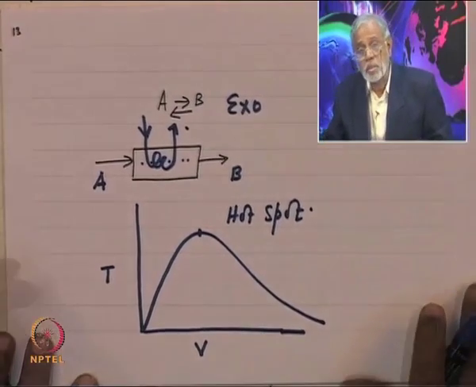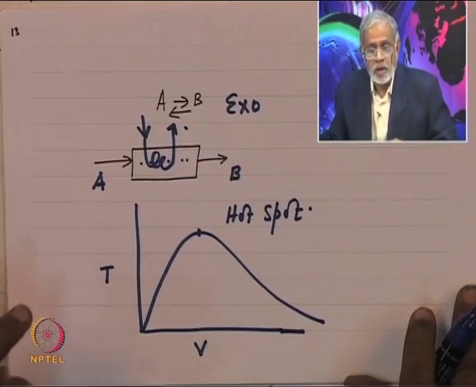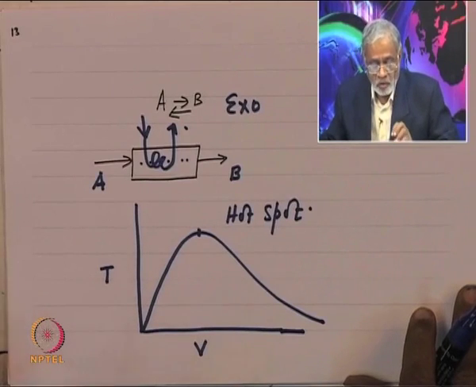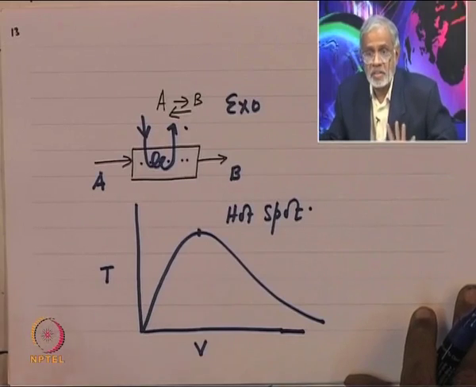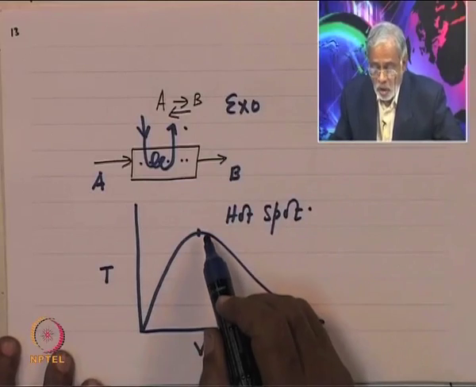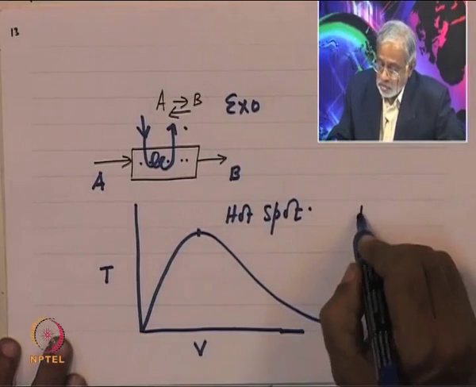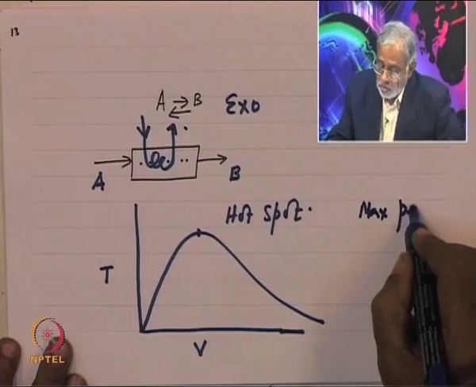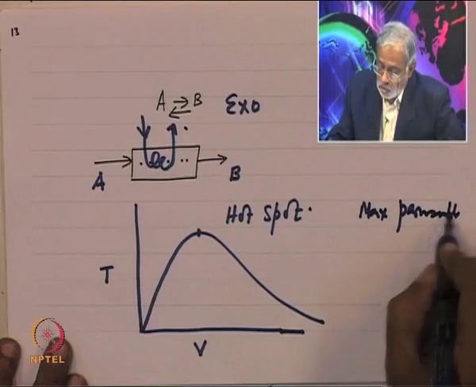What is a hot spot? Hot spot is the position where the temperature of the catalyst becomes the highest. Generally, the reactor designs should take into account the maximum permissible hot spot temperature.